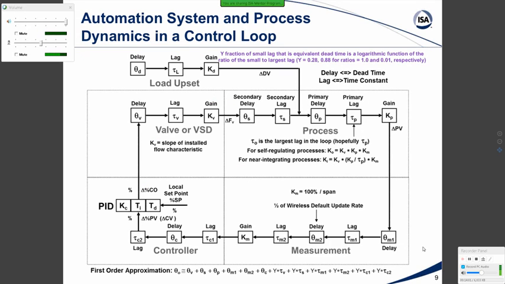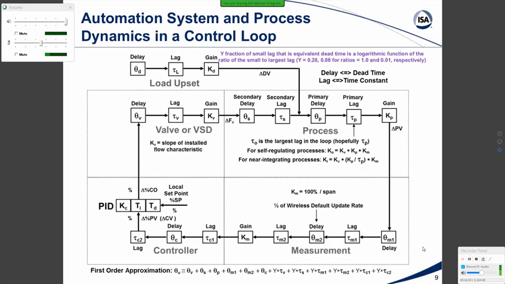Now, what we see in the literature is that often we just see a process time constant, process dead time, and a process gain. Well, really, there are all kinds of things in that loop contributing to it, and I like to see what those are. So here I've broken it down, and this is even a generalization. You could break it down in much finer detail in terms of where these dynamics come from: the valve or variable speed drive, and then also the process, and the measurement and controller.